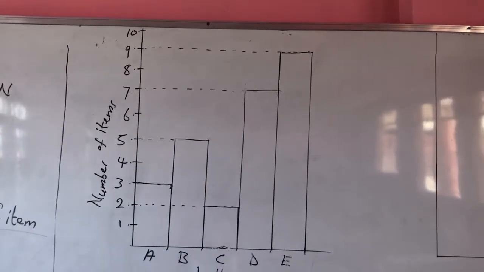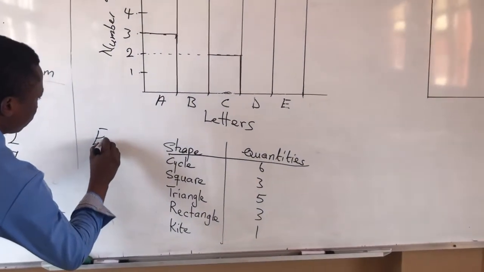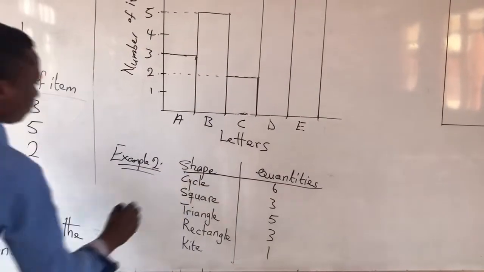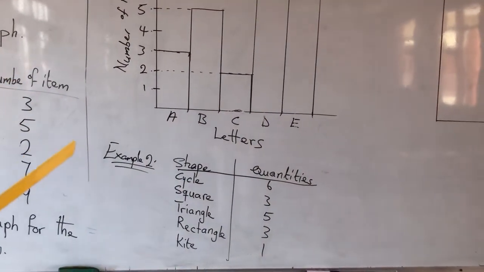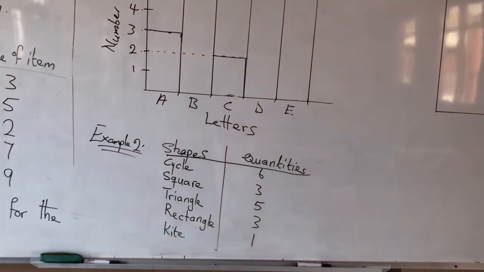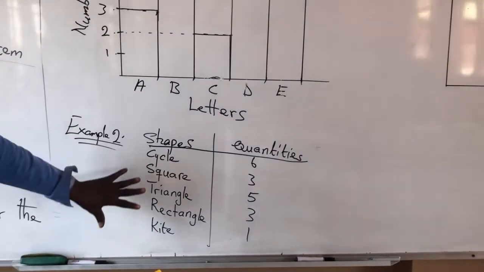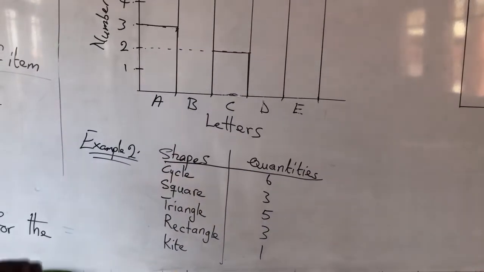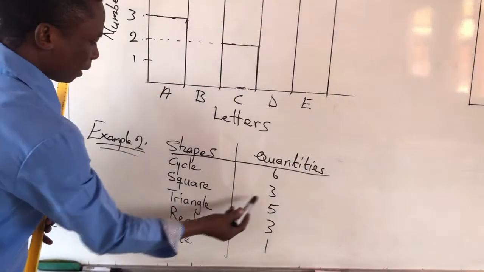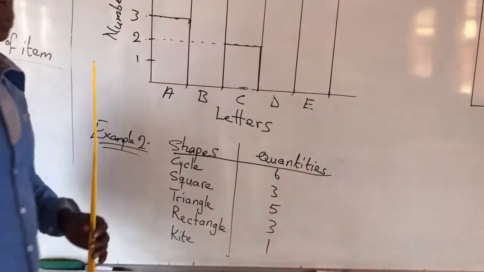Now, let's look at the second example. This is example 2. Look at it. We are given shapes and quantities. And we are asked to draw this on a block graph. This is circle, which is 6, square 3, triangle 5, rectangle 3, kite is what? 1. So let's quickly draw that.